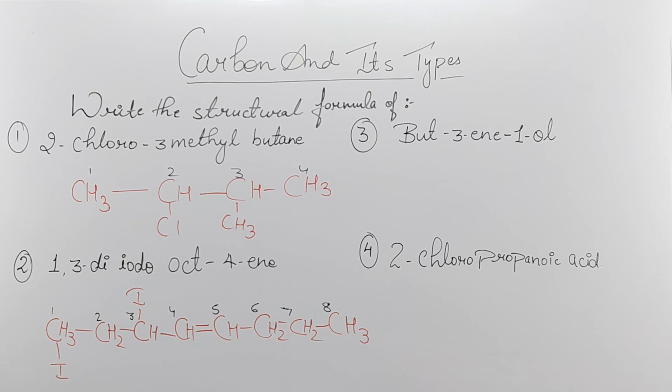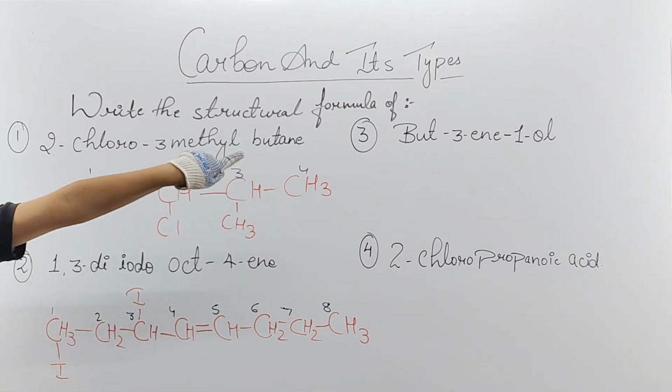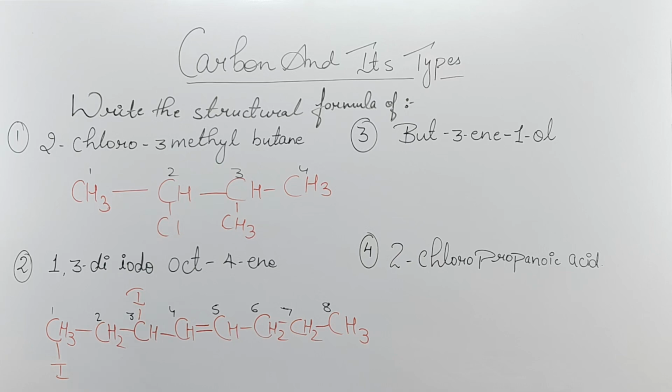Clear? Moving on to the next part, you can see we have another group here. In the first one we have an alkane group, here we have an alkene group, and there we have an alcohol group. That means we have to draw 4 carbon atoms where one group is attached with the alcohol group. Clear? So I think you have noted it down. Let's move to this one.